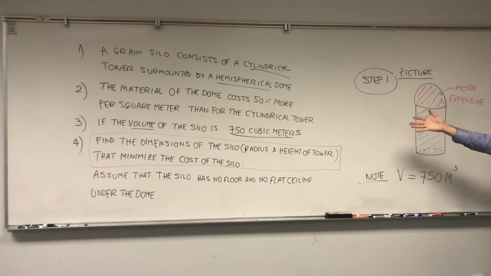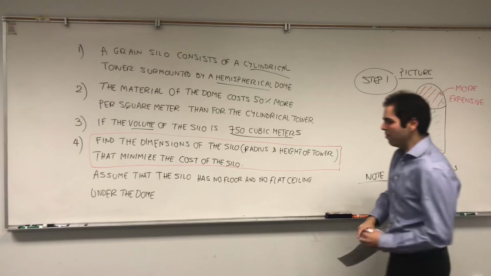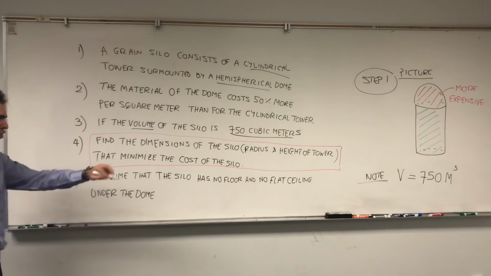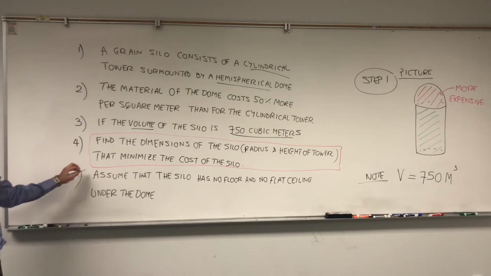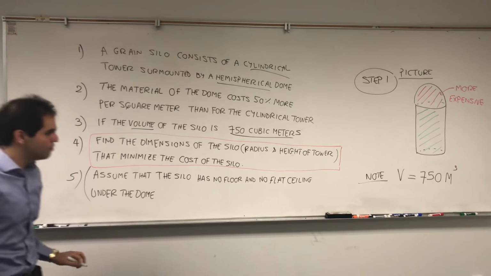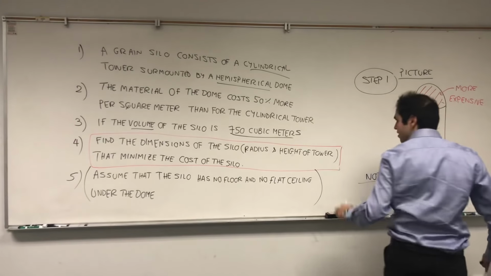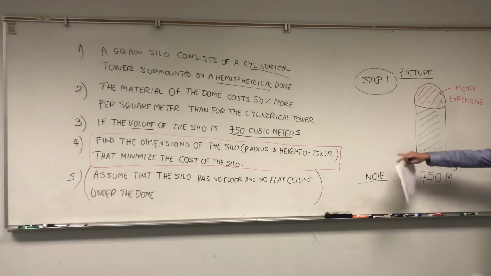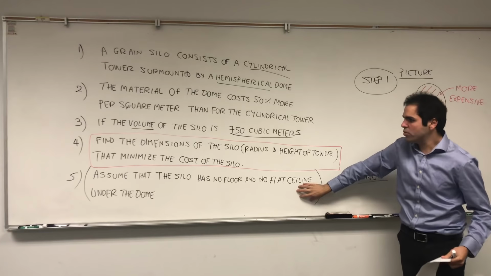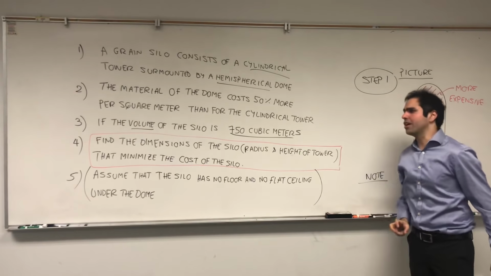But last thing, let's finish the reading of the problem. So assume that the silo has no floor and no flat ceiling under the dome. This one is not very important information because I'll mention this later. It just tells us that the way we'll do it is the correct way. Otherwise, if the opposite were true, then we would have to work a little bit harder.